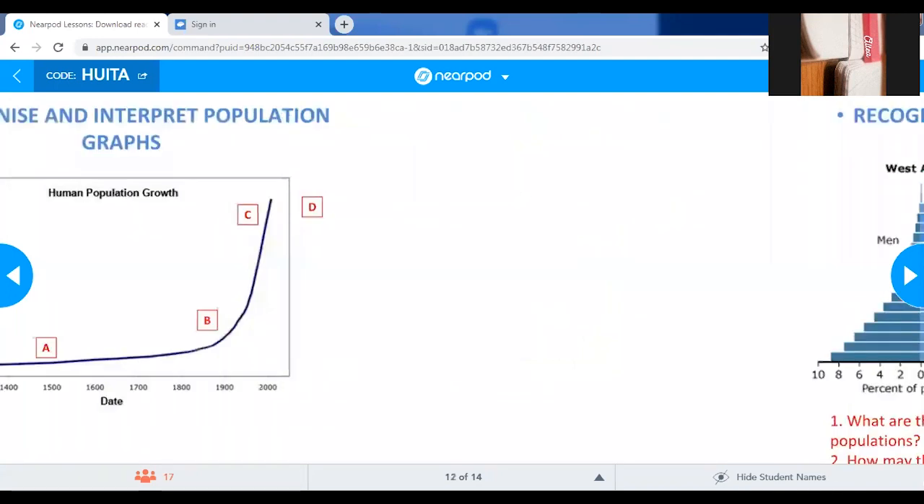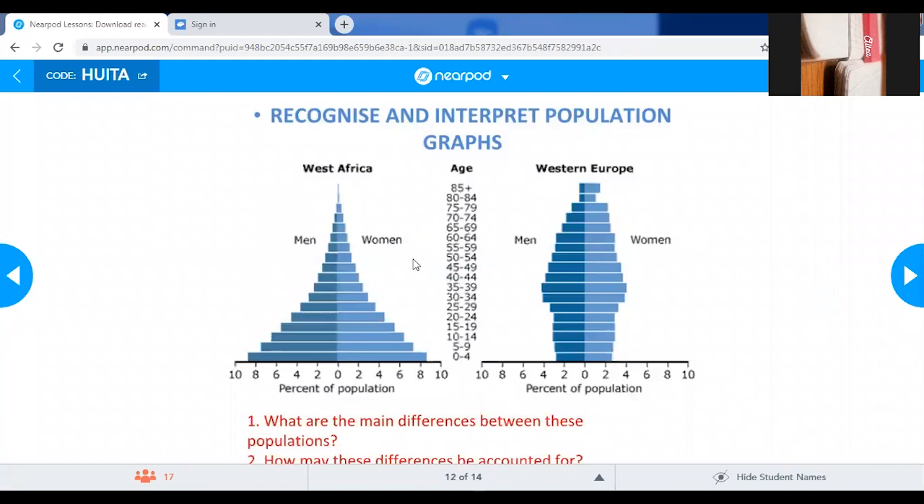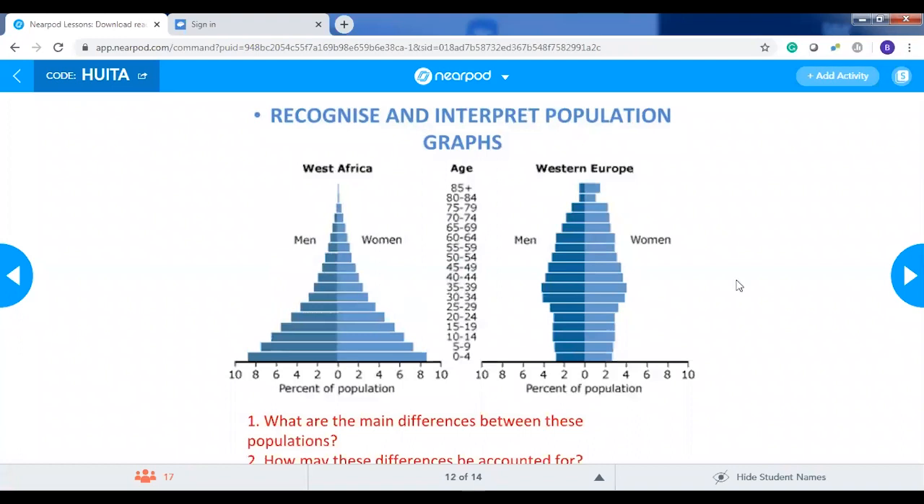Okay, now these are two graphs, for West Africa and Western Europe. Can you say the main difference between these two? They represent the percent of population of men and women, and the age of the individuals in the population. So what are the main differences between the population of West Africa and the population of Western Europe?